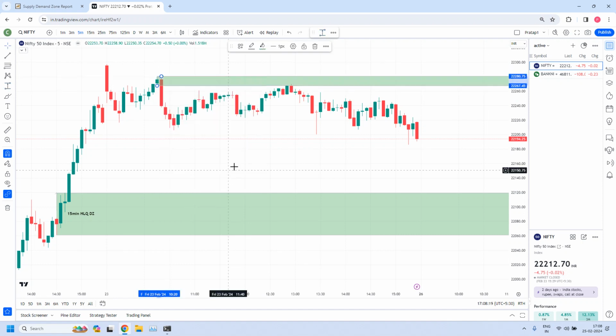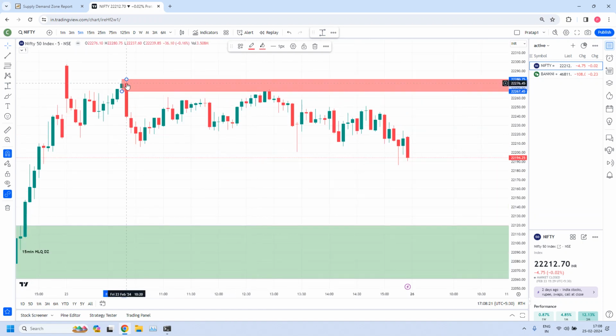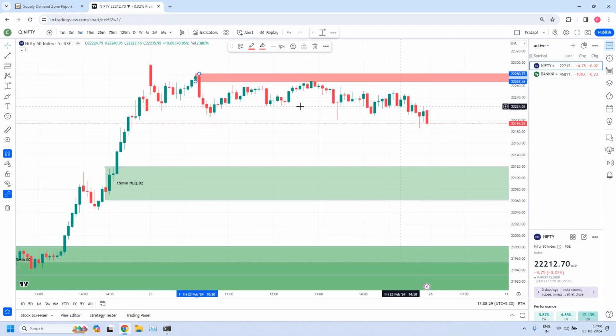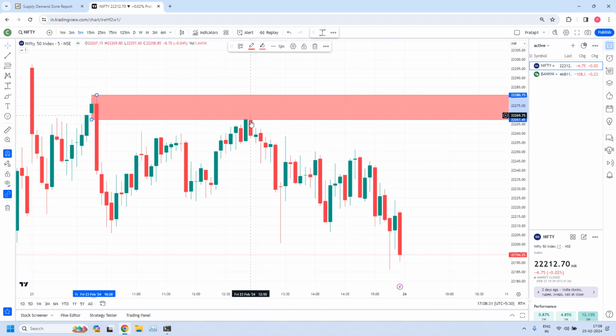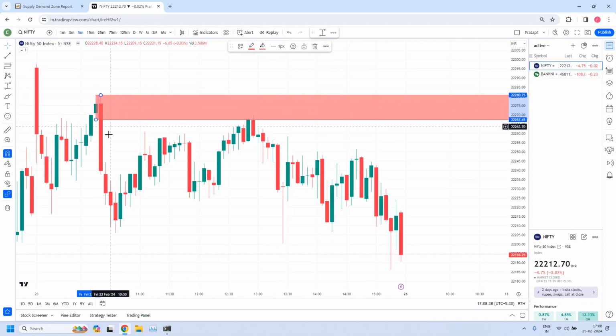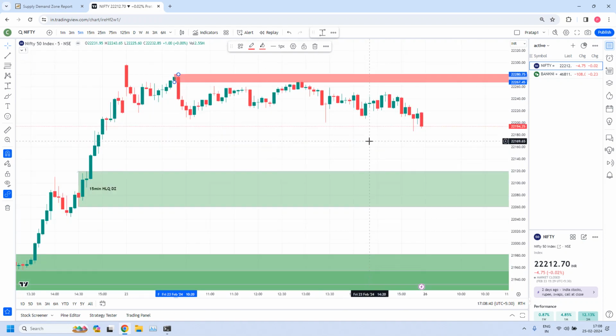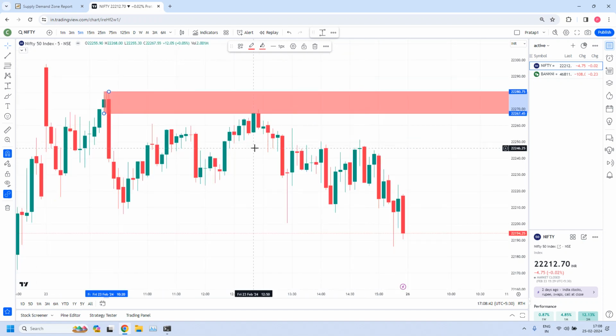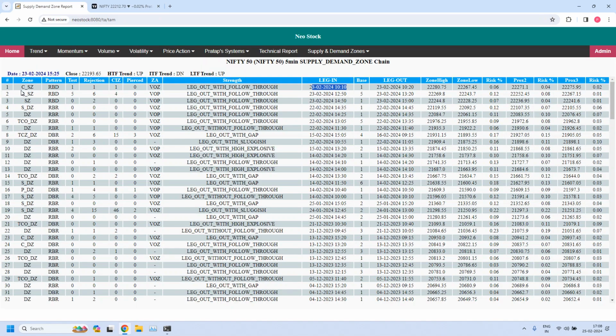Let me change the color to supply zone. This is a high liquidity supply zone. See the test it got, and after that again it pushed the prices. After that prices didn't get into this area. This is what happened on last Friday during the live market hours. During the live market hours, this high liquidity zone is created. This is the first one. C underscore SZ. See, next one is R underscore SZ.